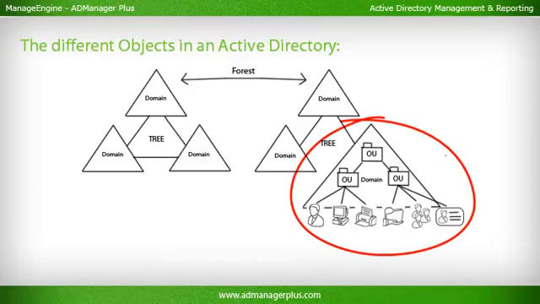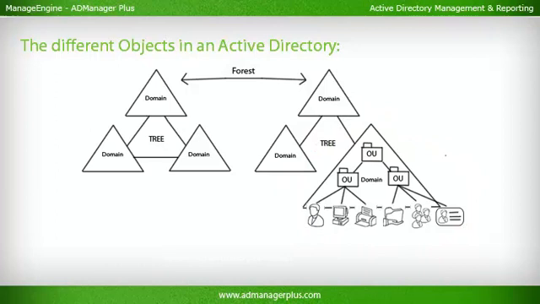Domain: highest level of administrative boundary, can contain one or more organizational units, users, groups, computers, contacts, etc. Organizational unit (OU): it is a container or administrative boundary within a domain. It organizes the domain's objects into groups for administrative purposes or as per the requirement. User is an individual person who is part of the organization or network. Computer: individual workstations or servers in a network.